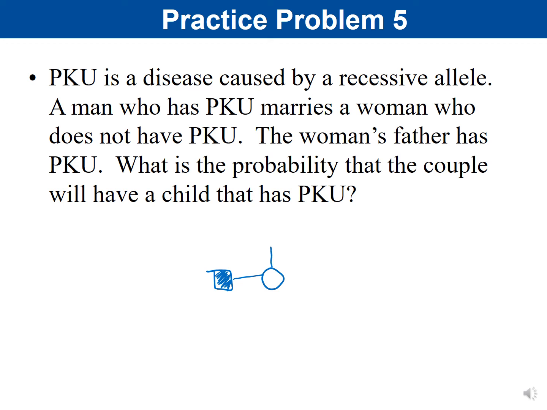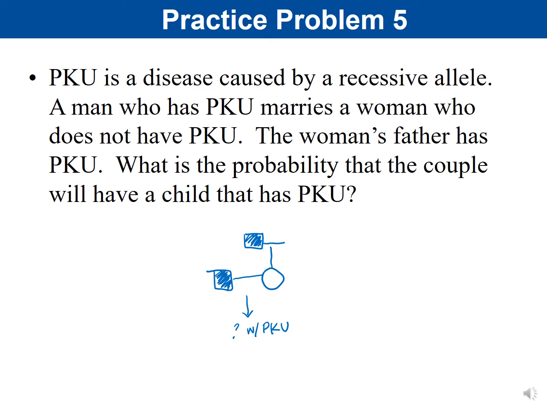However, if we look at the woman, whoops, the line got a little crazy there. If we look at the woman, her father had PKU. It doesn't tell us about the mother, but that actually does not matter. So the woman's father has PKU, and the question wants to know, what is the probability that the kid will have a child with PKU?